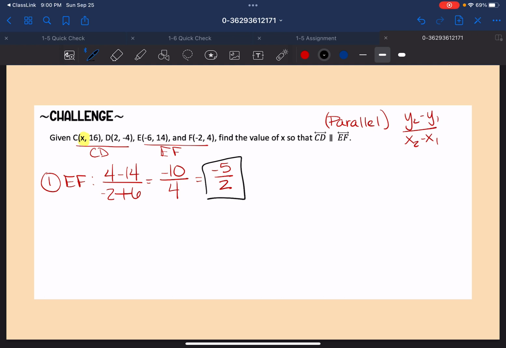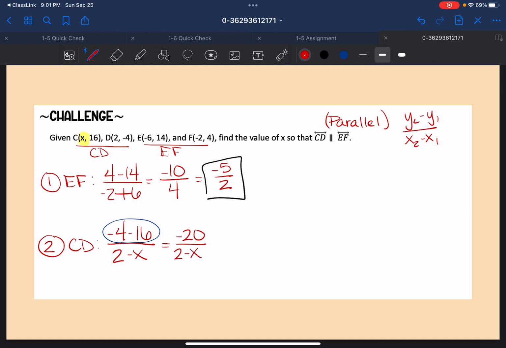So we have to figure out what x is going to be so that line CD has the same exact slope. So here's how that works. Go ahead and start setting up your slope for CD. Let's put everything we know. So y2 is negative 4 minus 16. x2 is 2 minus x. Okay, we can go ahead and combine this numerator here. So we know that negative 4 minus 16 is negative 20. And we're just going to leave 2 minus x there.